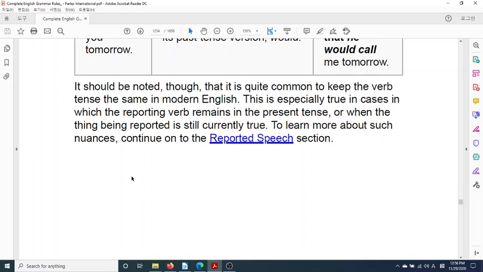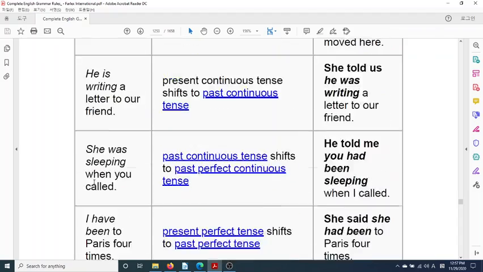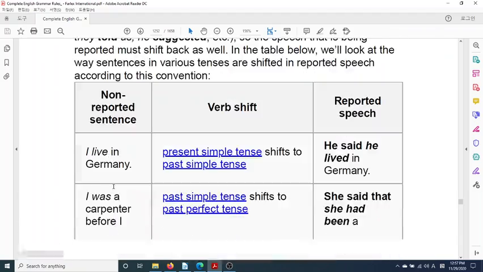Okay. It should be noted, though, that it is quite common to keep the verb tense the same in modern English. This is especially true in cases in which the reporting verb remains in the present tense, or when the thing being reported is still currently true. So, a lot of it depends on context again.